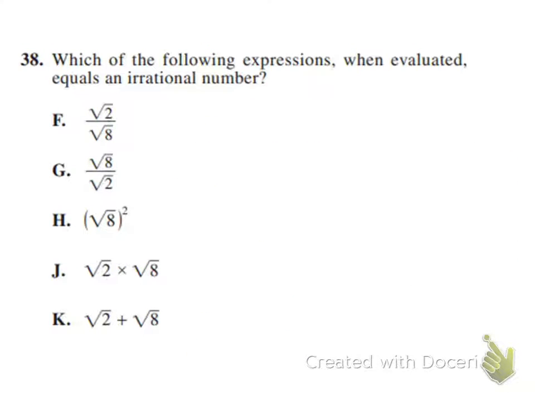Which of the following expressions, when evaluated, equals an irrational number? This is asking us to know the definition of an irrational number. What is an irrational number? Continues on verbally in not a pattern. Right. It includes non-repeating, non-terminating decimals, which are the square roots of non-squares. So, square root of 7, square root of 2, square root of 3, square root of 5. Those are irrational numbers. Okay?